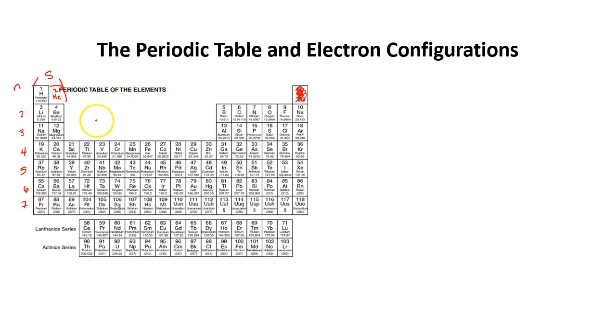Okay, so the first two columns will represent the s atomic orbital, and over here, the first 6 columns will represent the p atomic orbital. Remember, s holds a maximum of 2 electrons. Okay, so that makes sense. P holds a maximum of 6 electrons. Check it out. 1, 2, 3, 4, 5, and 6.